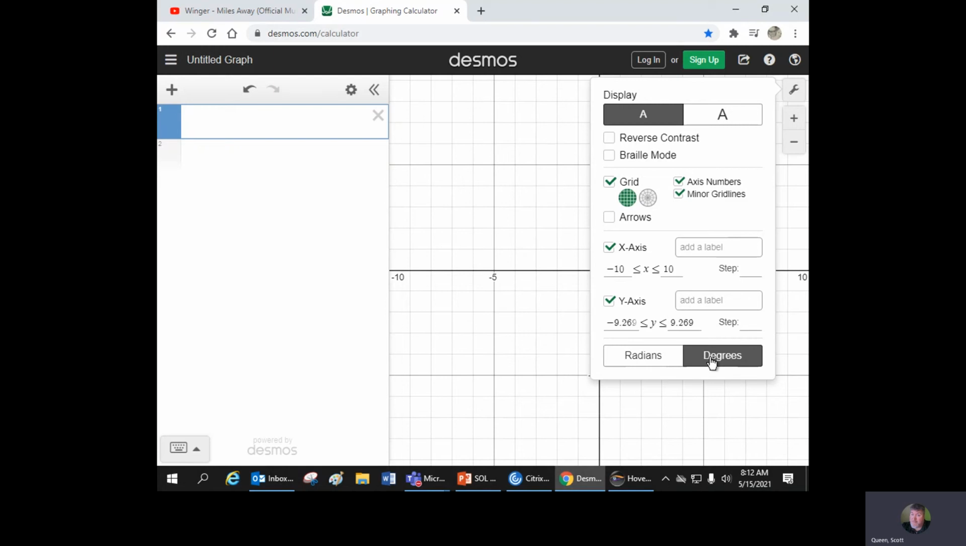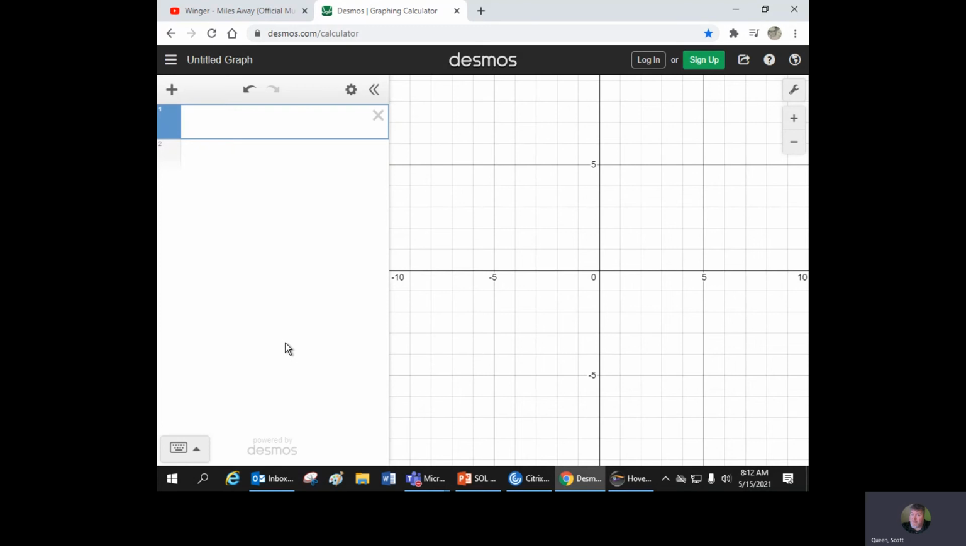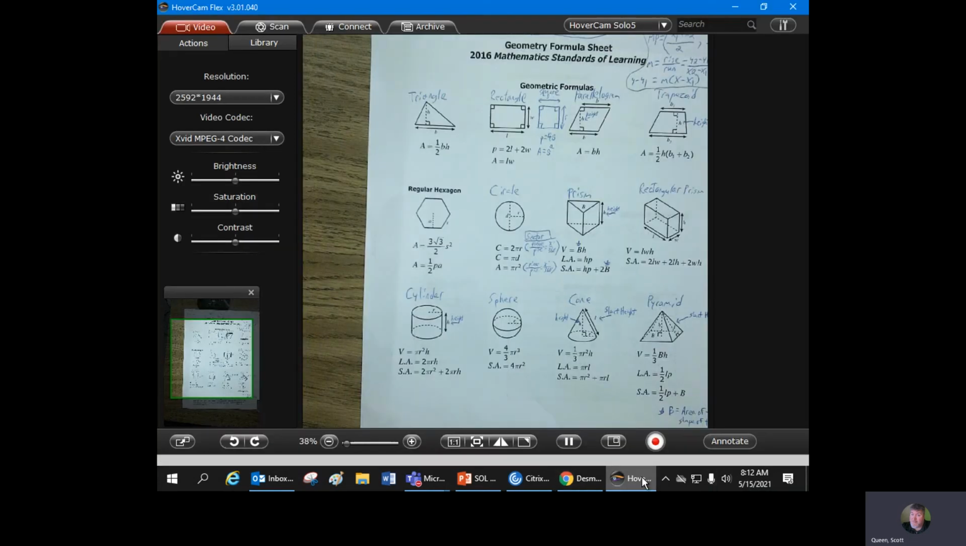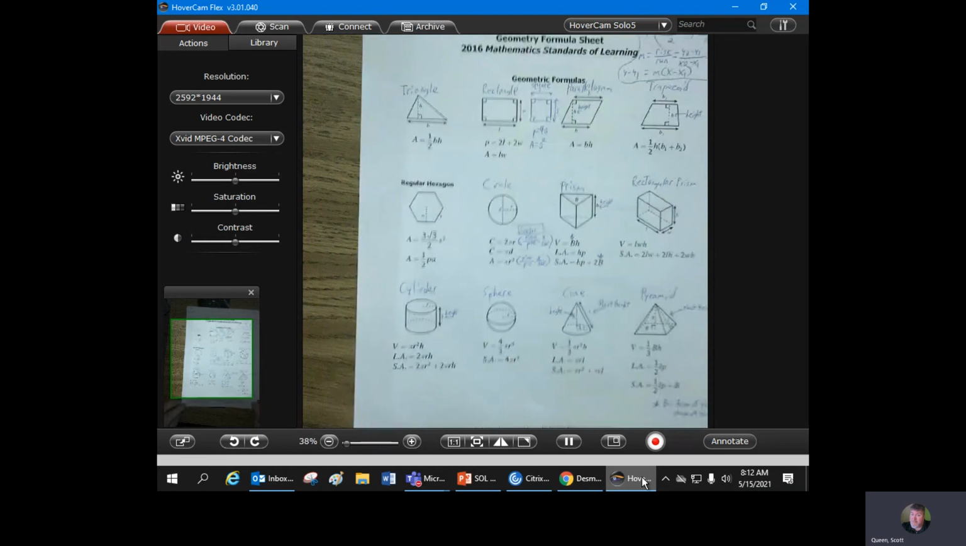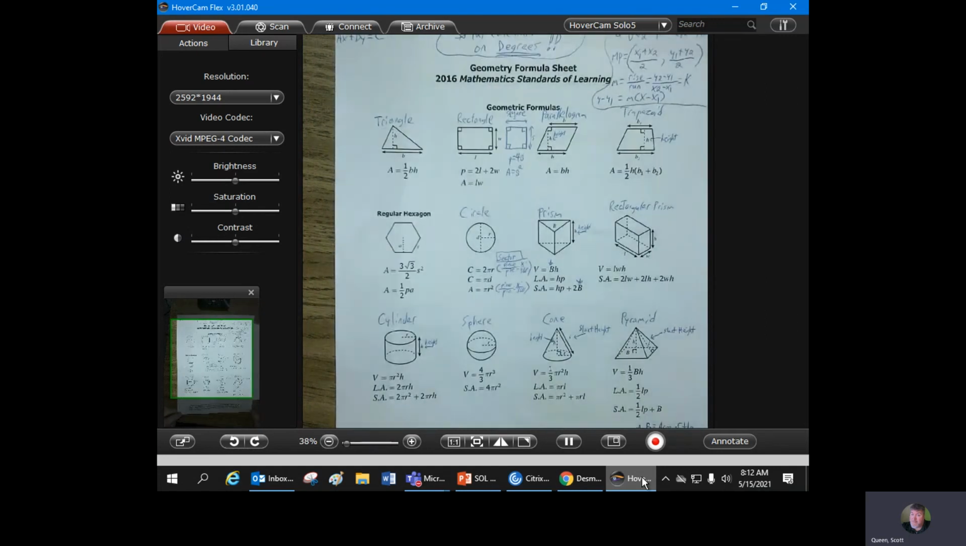It's not going to hurt anything else, so you might as well change it now, okay? All right, so that was the calculator. Any questions about that? Okay, so next we're coming back to the hover cam, and we're going to take a quick little tour of the formula sheet.